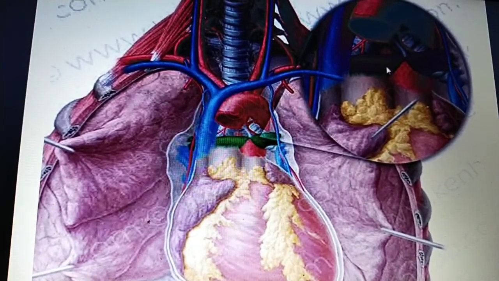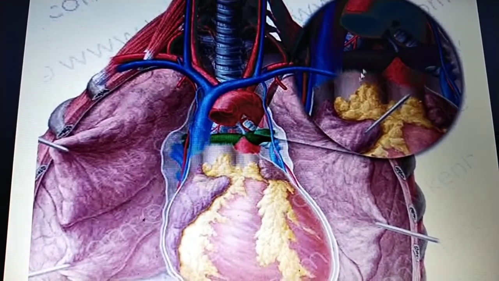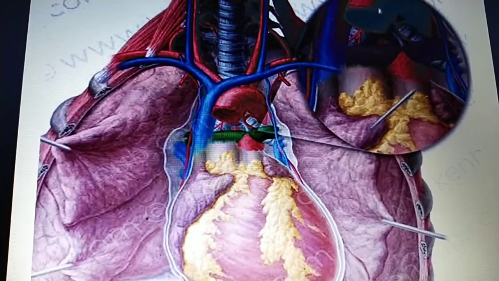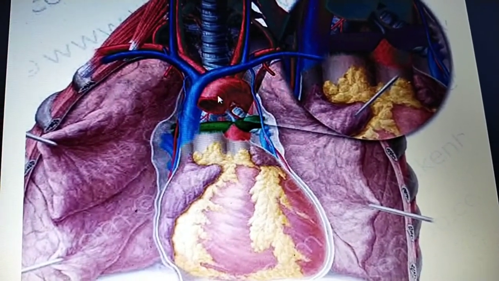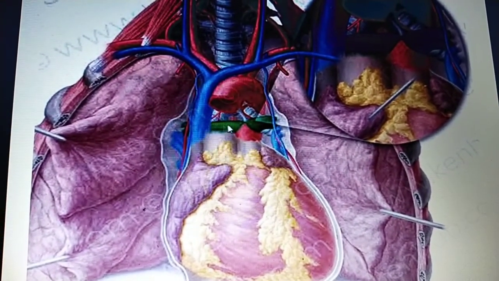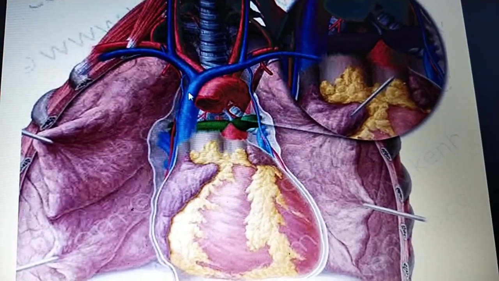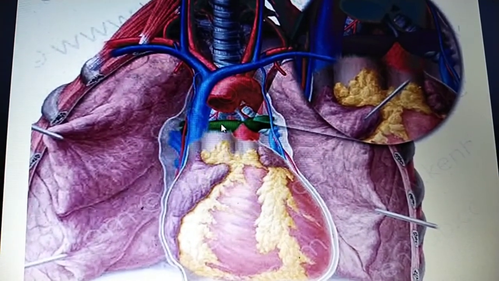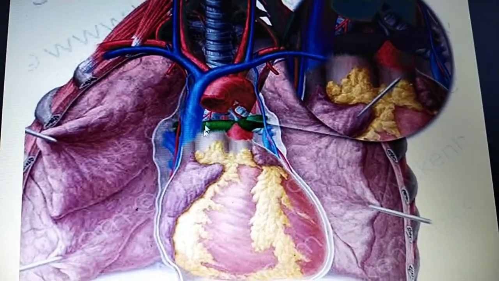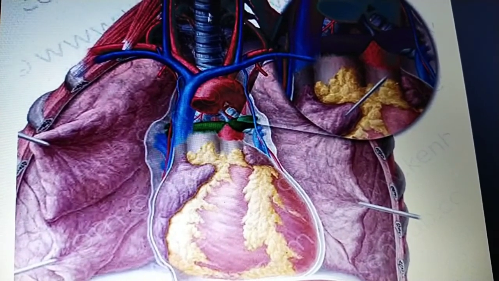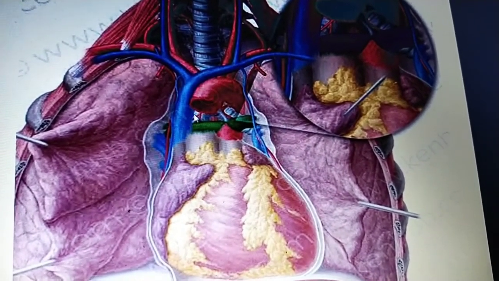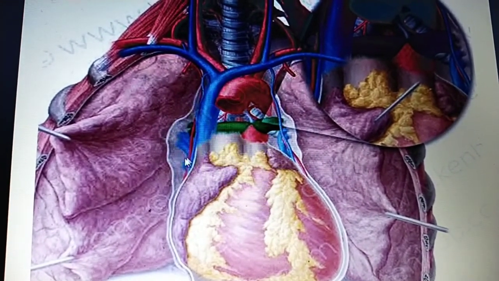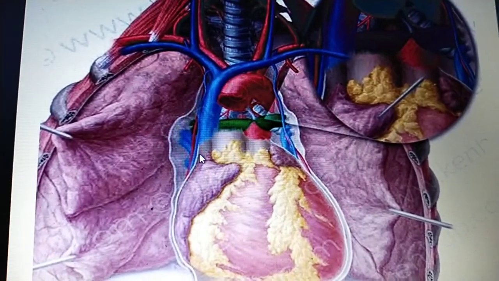The right pulmonary artery passes behind the ascending aorta. You can see here, this is the ascending aorta, and just behind that it passes behind the ascending aorta and superior vena cava. This is the superior vena cava and this is the ascending aorta. Then it passes in front of the right bronchus. Here the trachea, and here you can see the right bronchus. It passes in front of the right bronchus to reach the hilum of the right lung.